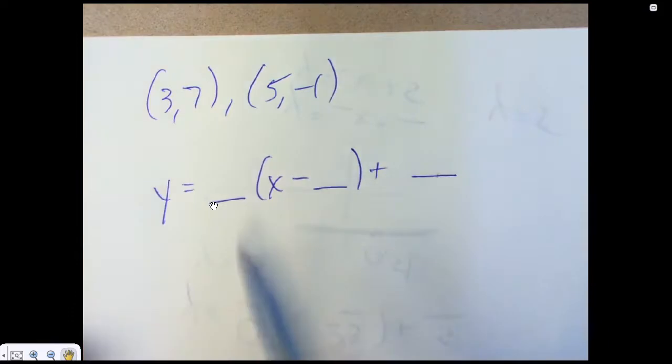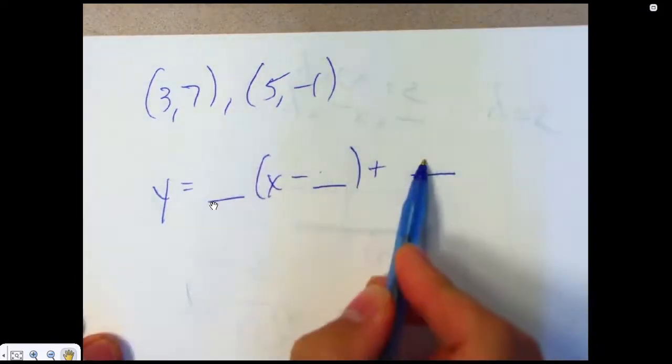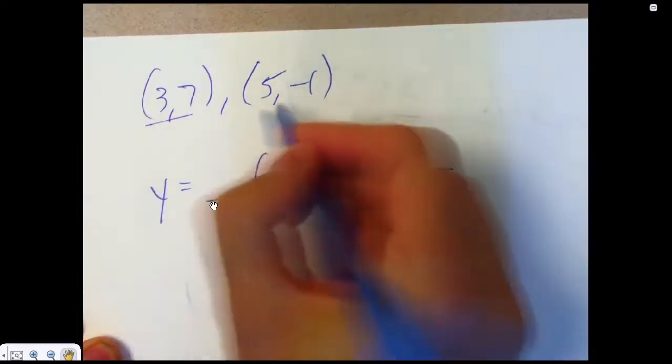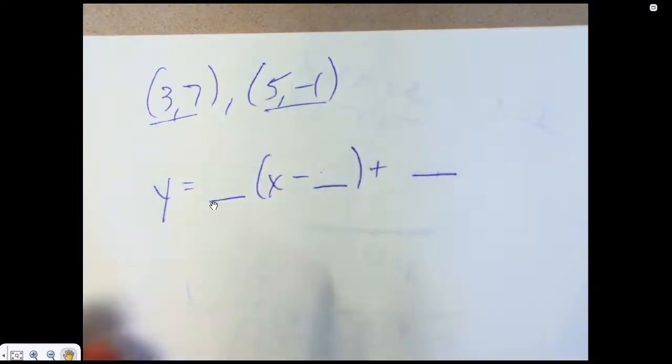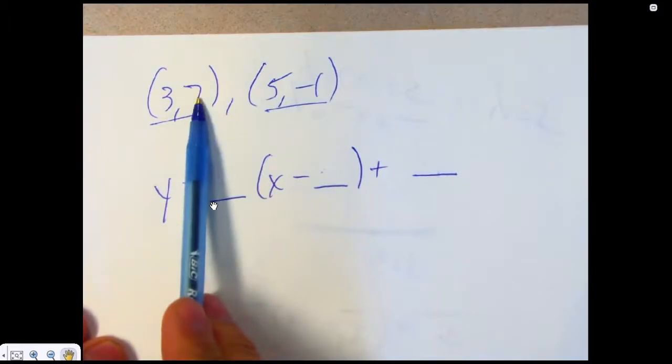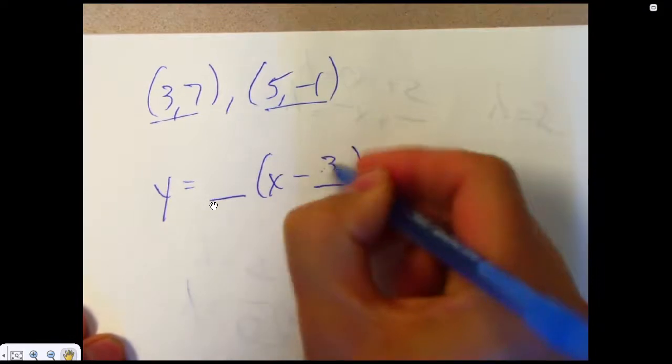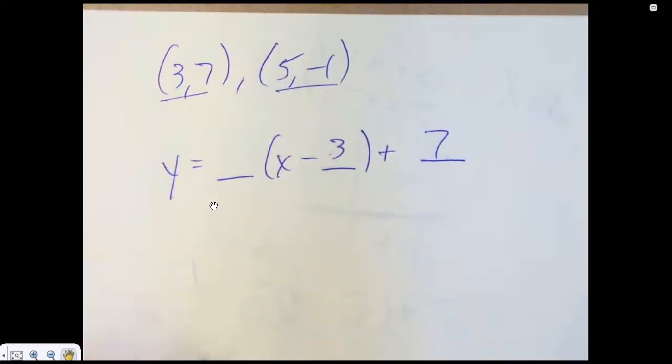You get to pick. You can pick 3 and 7. You can pick 5 and -1. You can pick this or this. You just can't mix and match. So if you take the x value from here, you got to take the y value from here. If you take the x value from here, you got to take the y value from here. So I'm going to use 3 and 7. It doesn't make a bit of difference what you use. It'll all work out in the end.